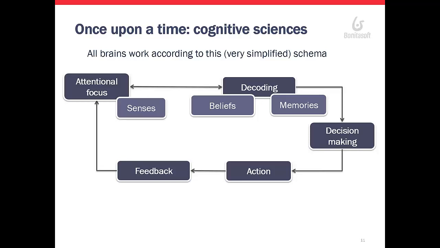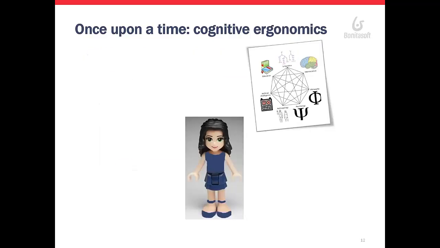So then the feedback should catch the attentional focus. And then when the feedback has been caught, it feeds the beliefs and the memory, so that the next time the user comes in front of the UI again, he will decode and interpret and make decisions and act even faster. So this loop is always something that is going on when the user watches an application screen. So we all work the same.